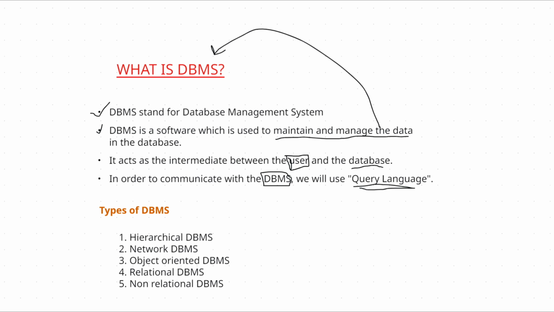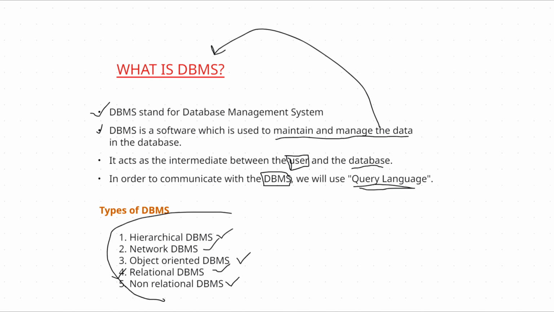Okay, so types of DBMS. There are five different types of DBMS. The first one is hierarchical DBMS. The second is network DBMS. Third is object oriented DBMS. Fourth is relational DBMS. Fifth is non-relational DBMS. Out of these five, we will only be learning about the relational DBMS. It is one of the most important DBMS we are going to learn about. So let's see what is relational DBMS.